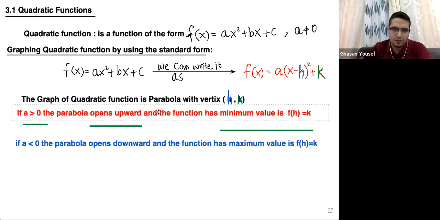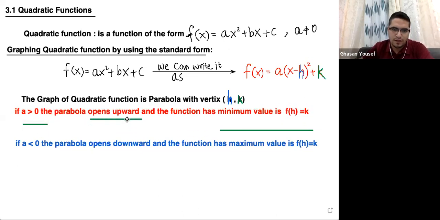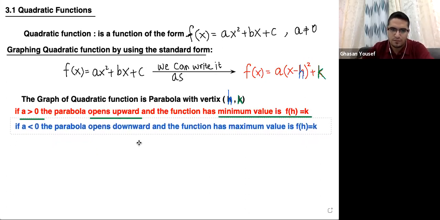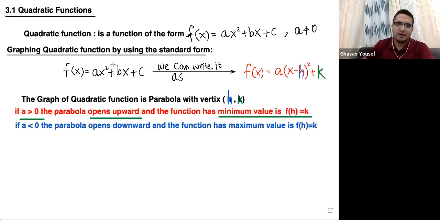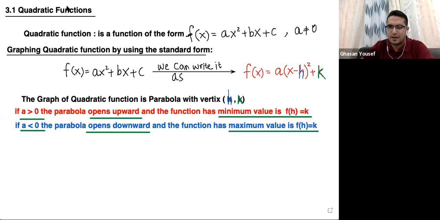Any questions on these two things? Are they clear? Okay, again, this is very important. When a is negative, the parabola opens downward, and at the same time it has a maximum value, f of h equal k. So I'm going to graph this parabola and show you when a is positive and when a is negative.